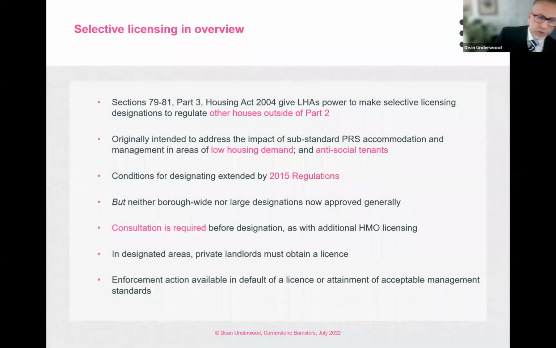And we'll follow the same structure as we did for additional licensing for reasons of accessibility. So by way of an overview, sections 79 to 81, we're now dealing with Part 3 of the Housing Act 2004, provide the power for local housing authorities to designate areas or the area of their district as subject to selective licensing. That is to regulate houses that fall outside of Part 2 of the 2004 Act. And they might be HMOs, they might be self-contained flats, they might be terraced houses, so long as they fall outside of Part 2.